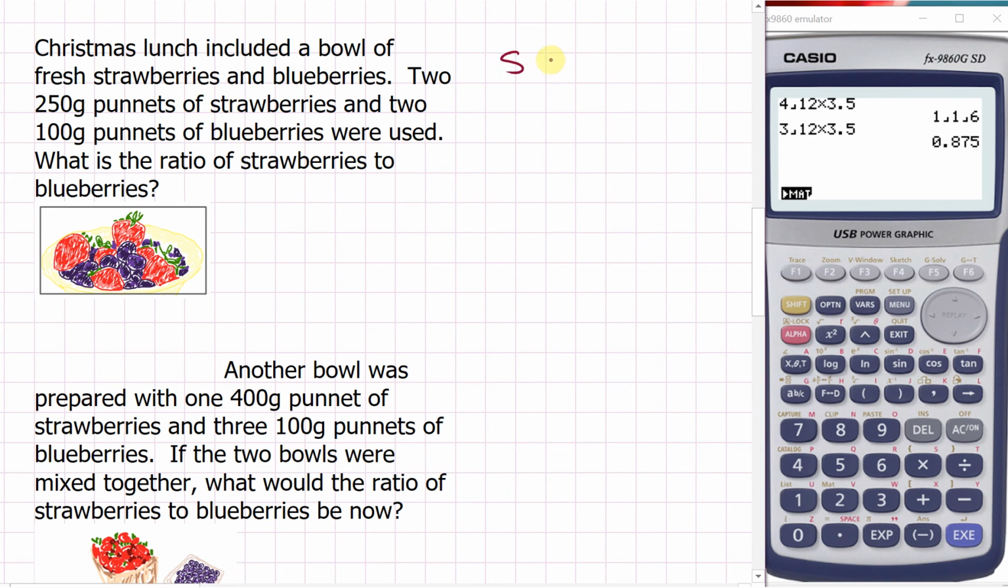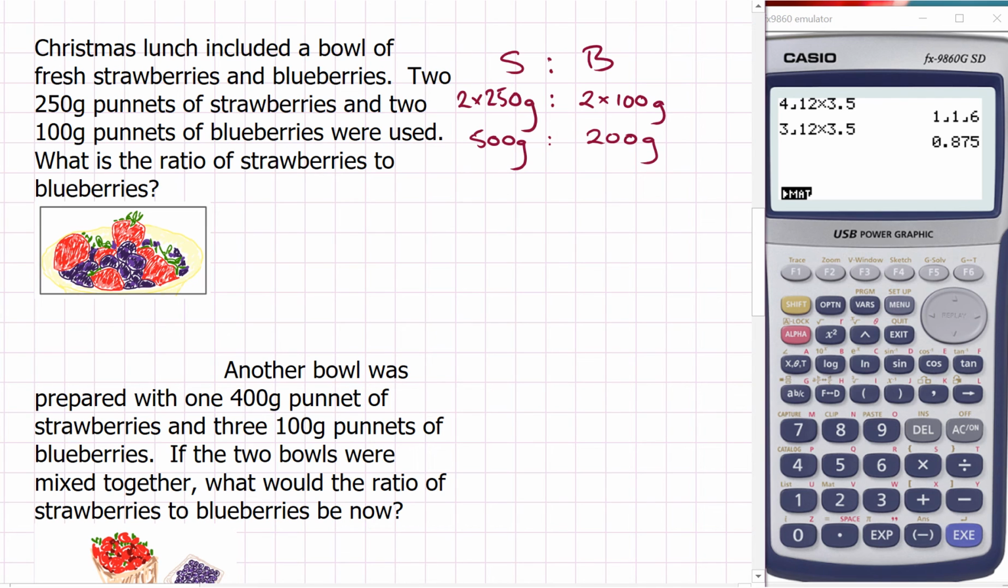So strawberries to blueberries. Strawberries, we've got 2 times 250 grams. If I just put that underneath S for strawberries, blueberries, we've got 2 100-gram punnets. And if we just do a little bit of calculation here, 2 times 250 will give us 500 grams of strawberries, and we've got 200 grams of blueberries.